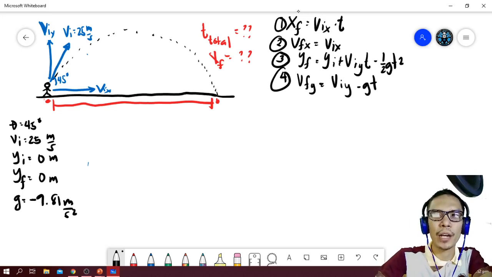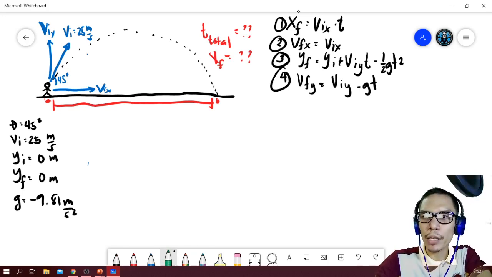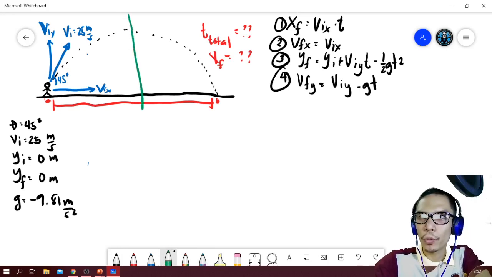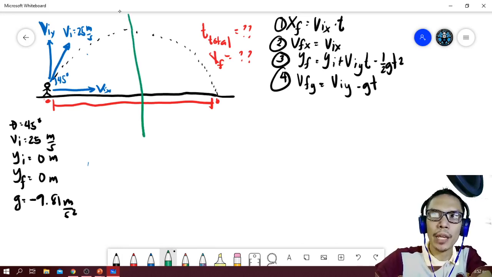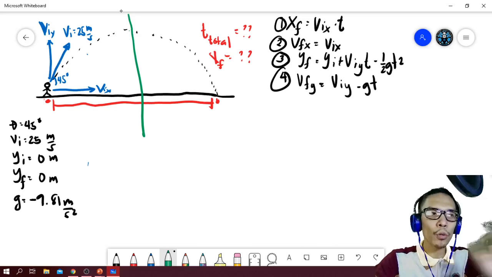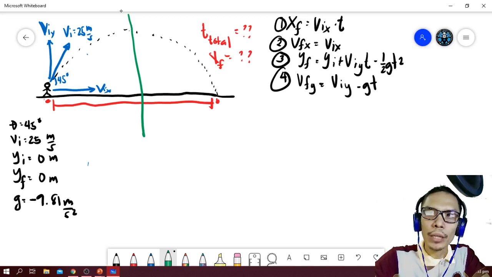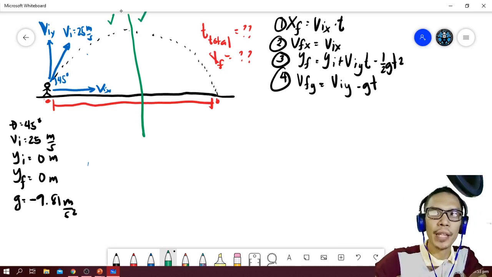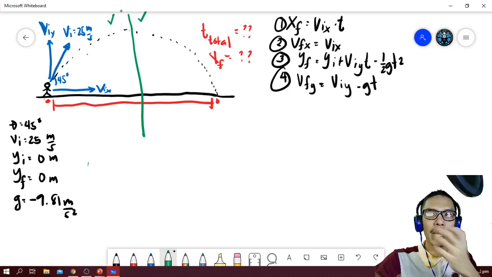Now, since this is a level ground, if you divide the problem by 2, whatever time it takes to get in here is the same time that it takes to go down there. Let me repeat: since this is a level ground, you cannot do this on the cliff. So whatever time it took here is half of the time it took on the other side.